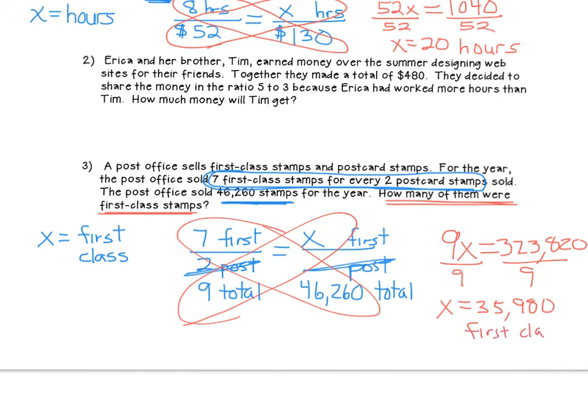Alright, so that one was a little trickier, because originally we thought it was first, first, post, post. This number was not post stamps. This number was total, so we had to make, instead of post, we had to make it total, which means this side then had to change to total because it has to match. And where did the 9 come from? 7 plus 2 is 9. Alright, this is part 1. And once you're finished with this, you can then watch part 2.